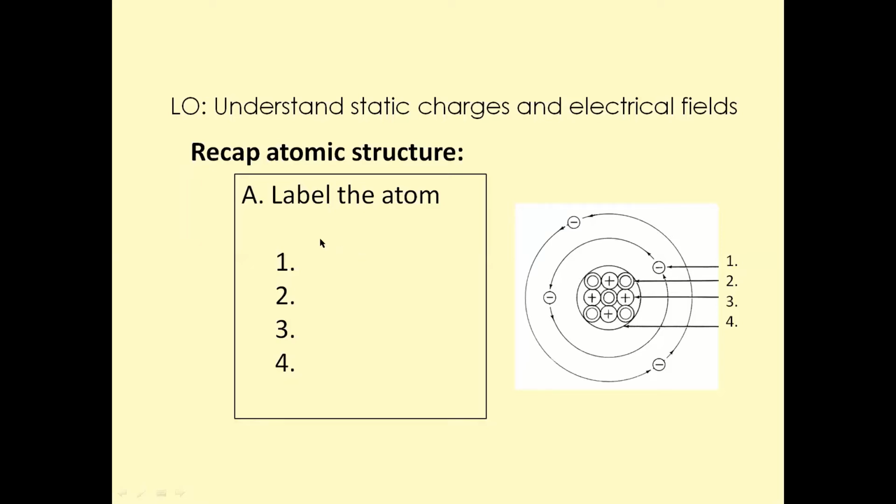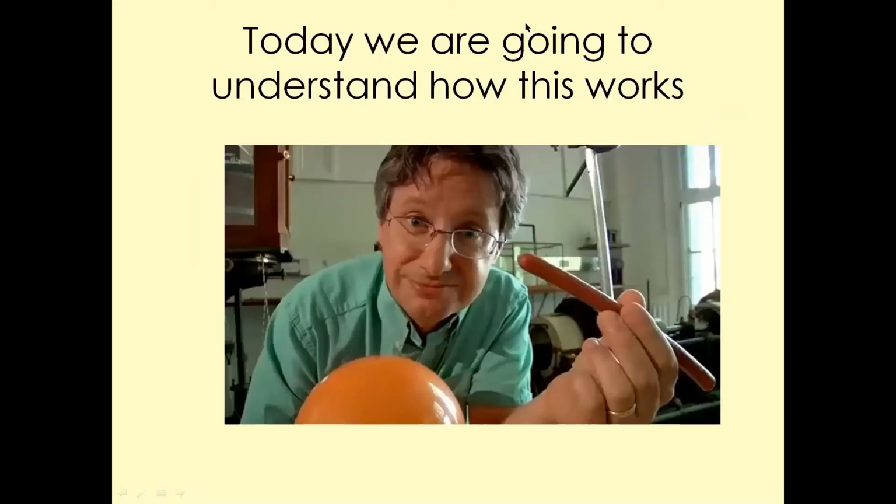So to start with, can we try to label this structure of lesson? If you can label 1, 2, 3, and 4, and then we'll move on. So number 1 is an electron. They are in the shells. Number 2 is a neutron. Number 3 is a proton, and number 4 is the nucleus. So we'll look at what is static electricity and how that works.